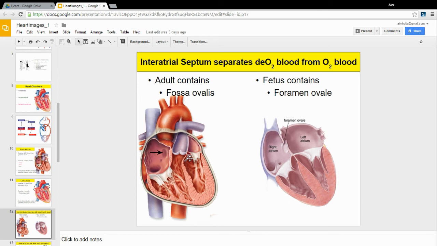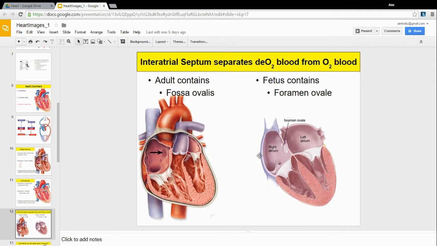When you were a fetus, floating around doing flips in the uterus, the fetal heart had a hole called the foramen ovale. There it is. And the foramen ovale, the roundish hole. So question is, why did the fetus need a hole between the right and left atrium?